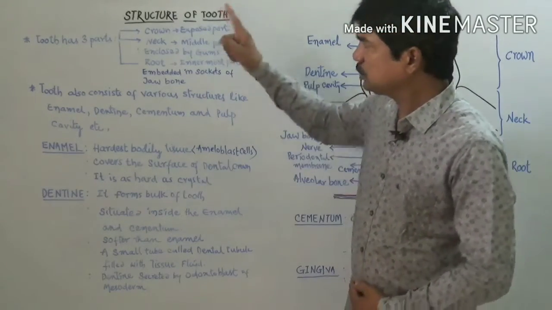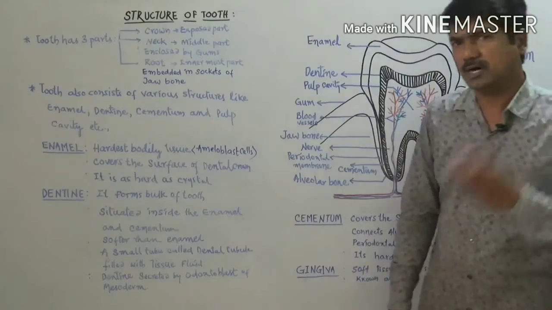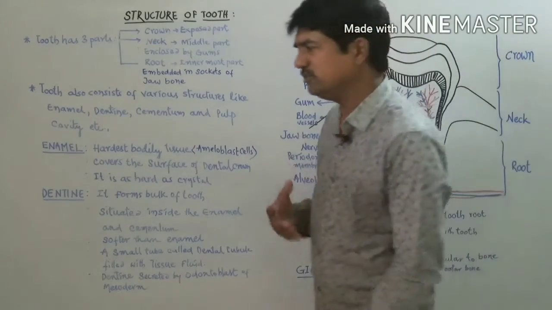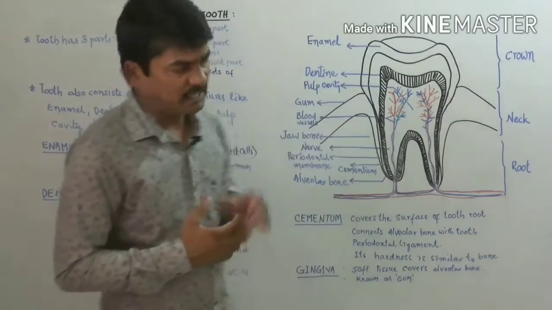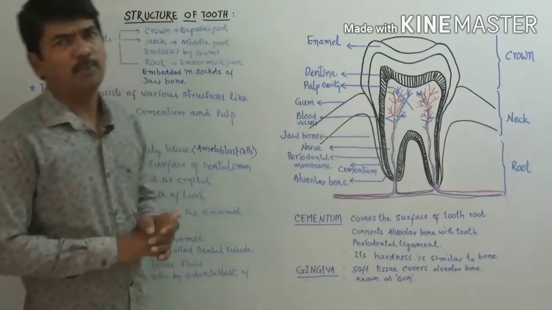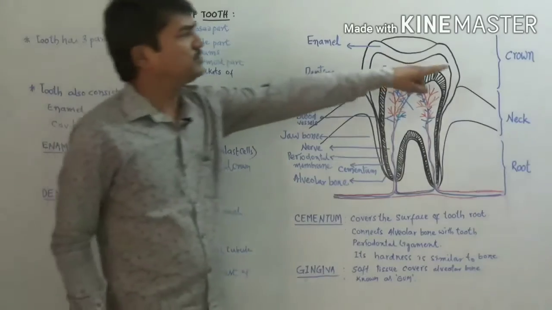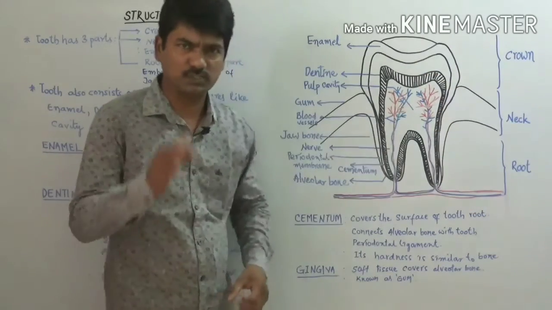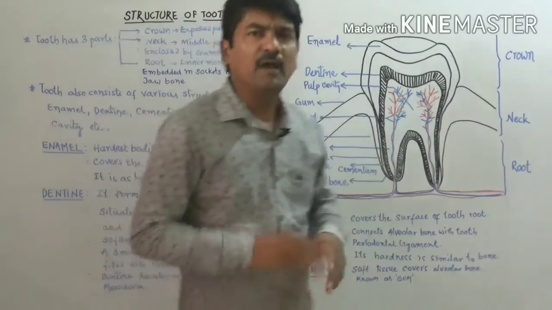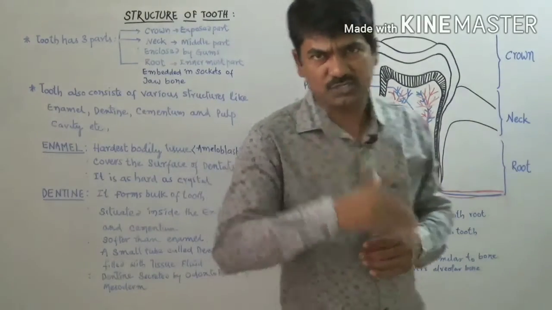Every tooth has three parts. If you see the structure of a tooth, we will see many characters. Every tooth has three main parts. The first part is known as the crown, the middle part is known as the neck, and the posterior part is known as the root. These are the three main parts we can identify in the structure of a tooth.